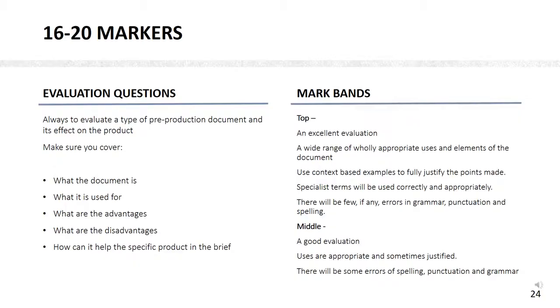Okay, so the difference between the top and the middle mark bands is basically how many valid points that you make, and that you don't always justify why you might use that particular document. So basically, to get yourself in that top mark band, every point that you make, you need to try and justify it and link it to the brief. That's where people lose marks. They don't mention the actual document in relation to the brief that's been given to you.